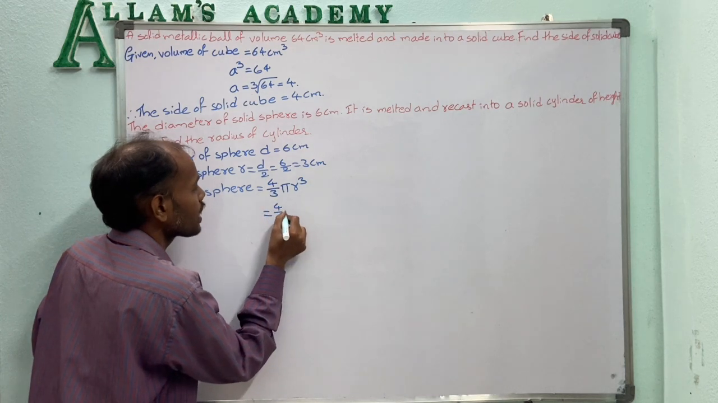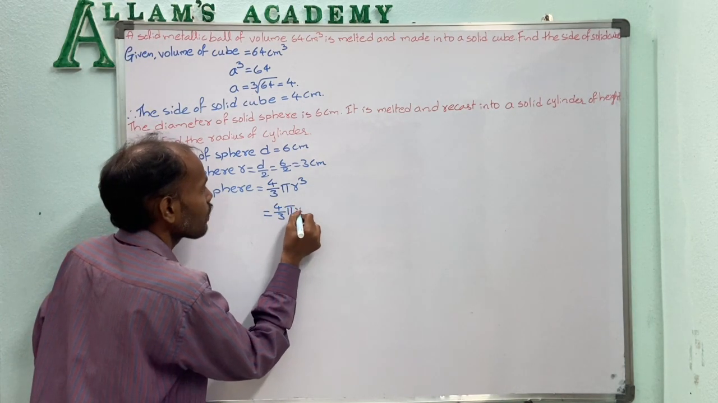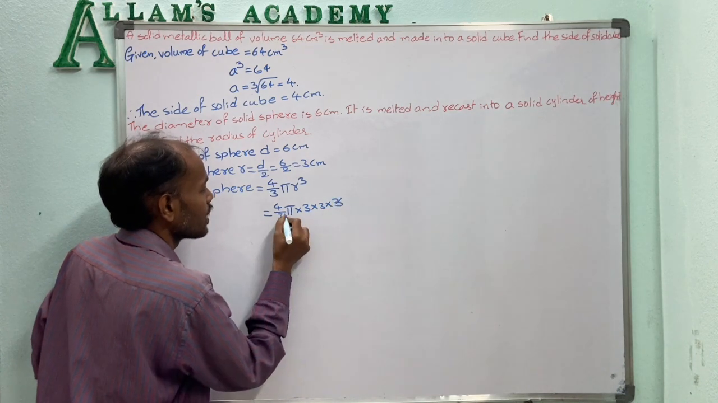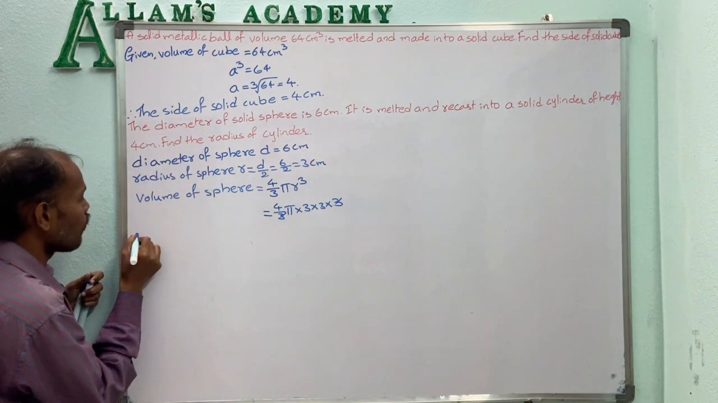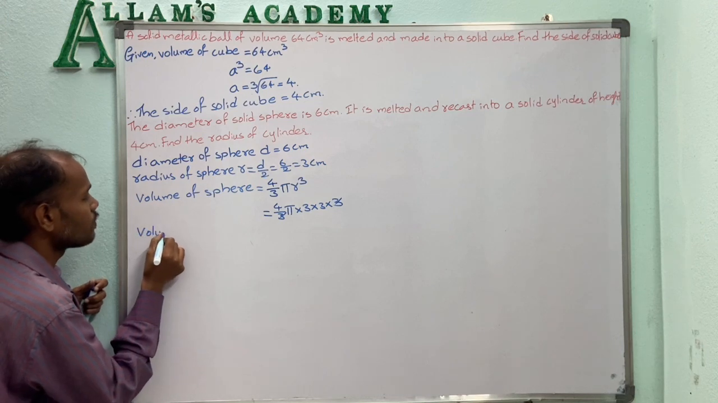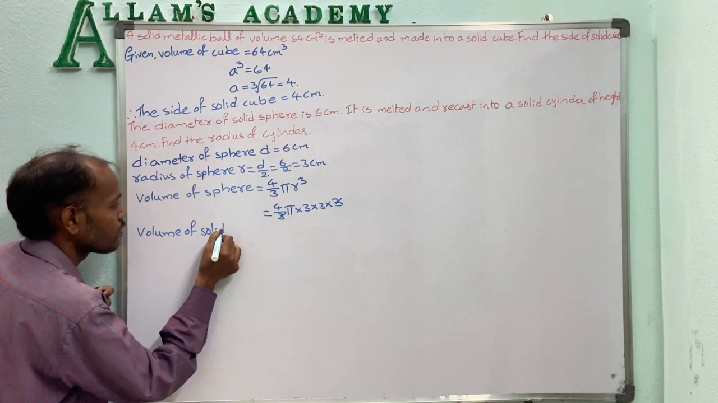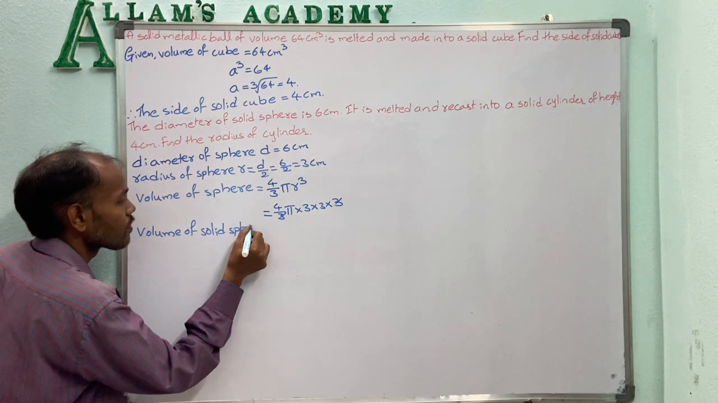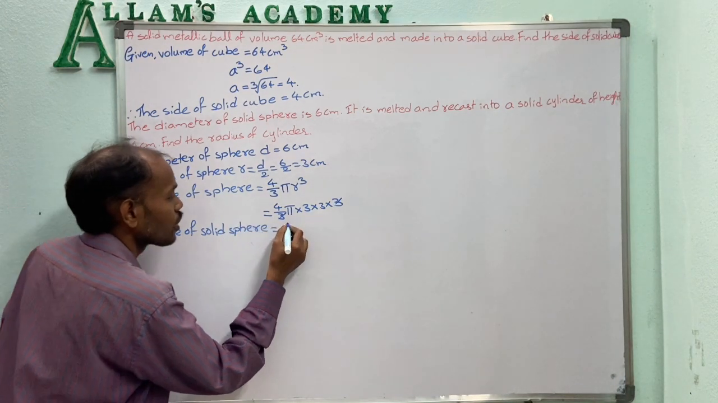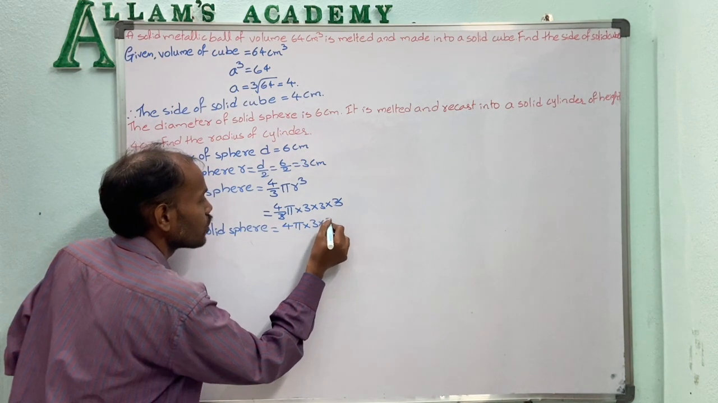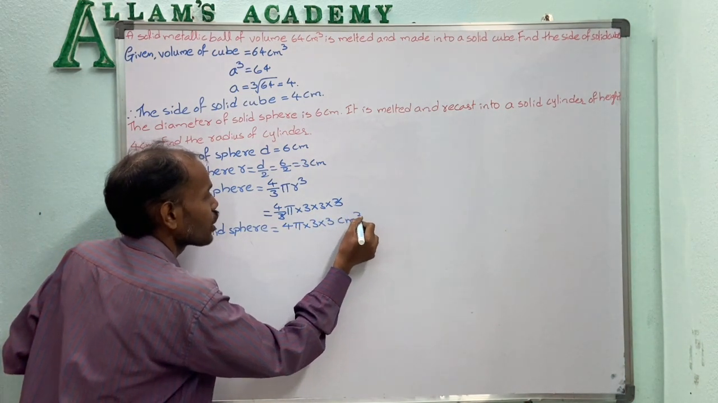So 4 by 3 pi into r value is 3 into 3 into 3, so 3 3 gets cancelled. So volume of solid sphere is equal to 4 pi into 3 into 3 centimeter cube.